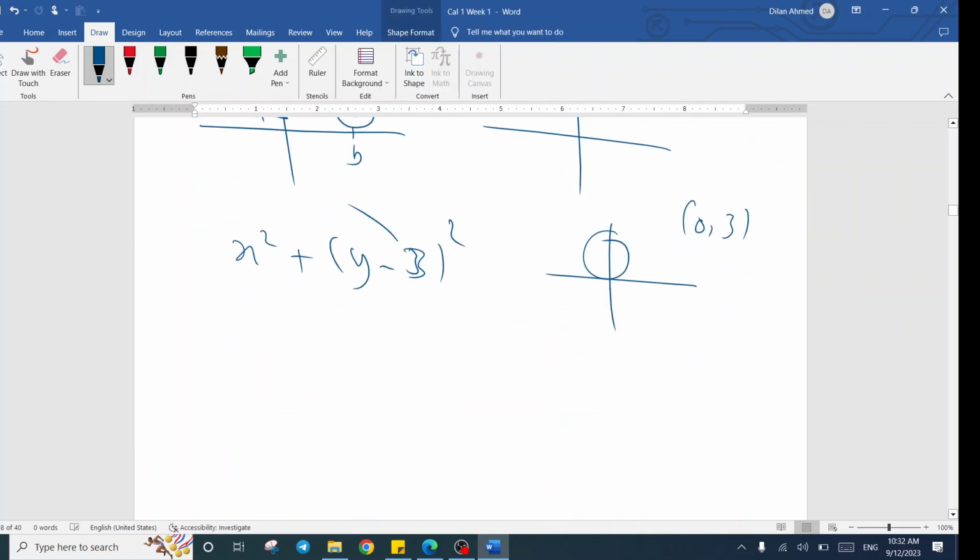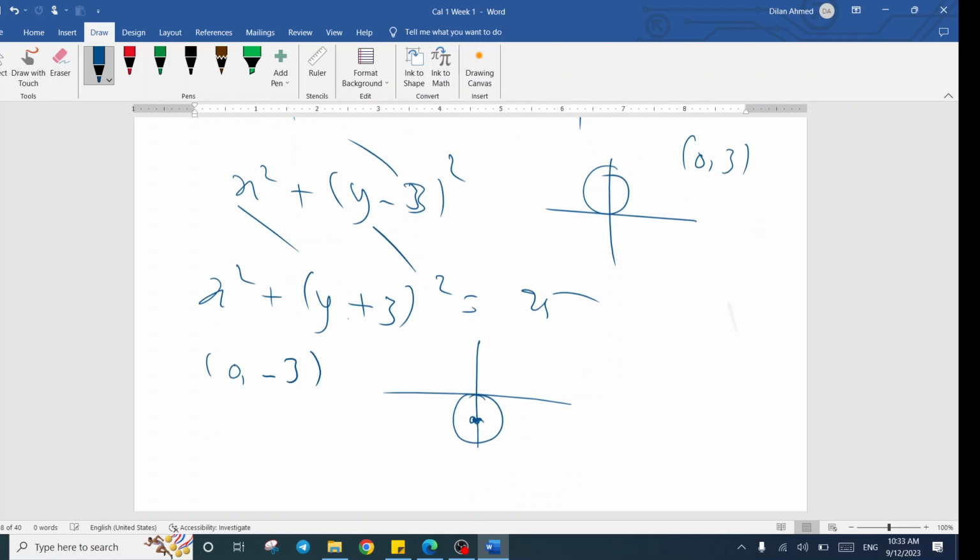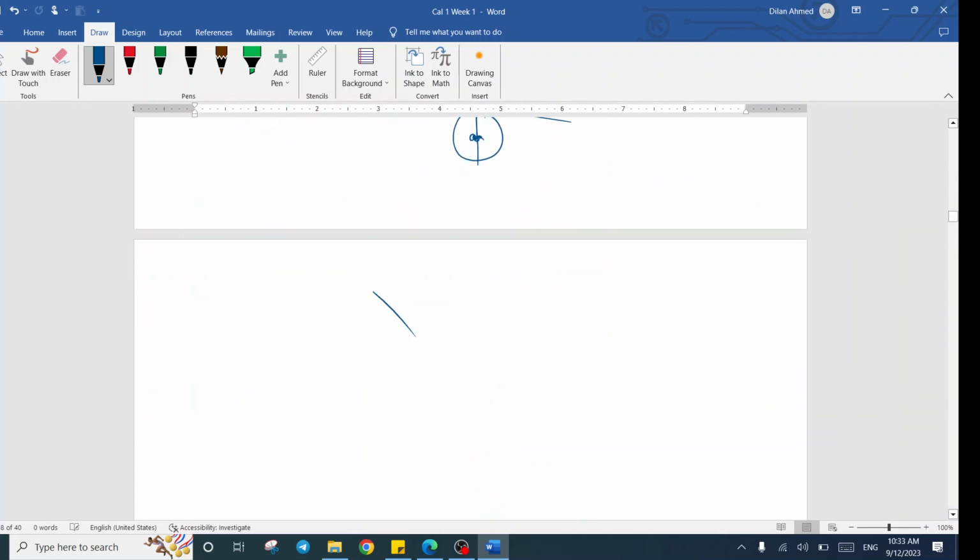Like if I say x squared plus y plus 3 squared equal to, for example, 25, I have a circle whose center is 0 here and minus 3 here. So here's the center point. You got it? It's the same. It's 2 dimensions, X and Y, which means 2 dimensions and a circle. Now how about that one?